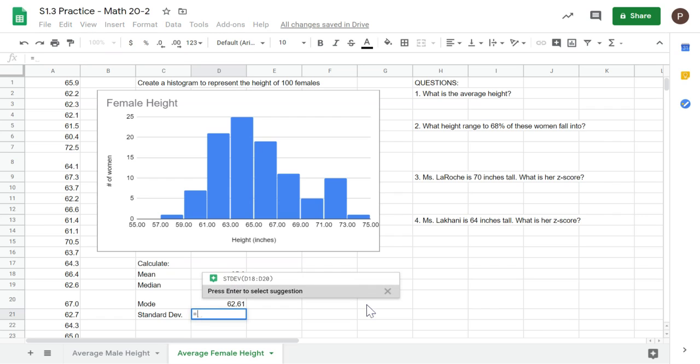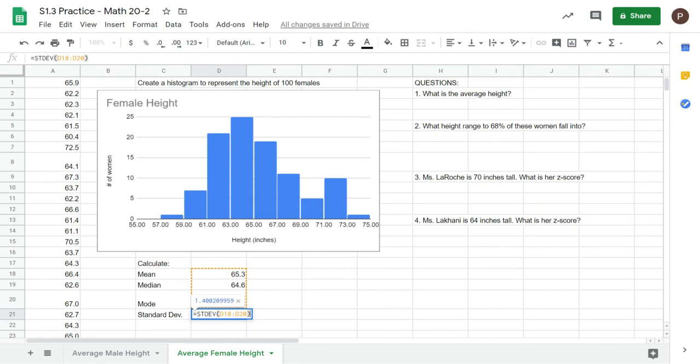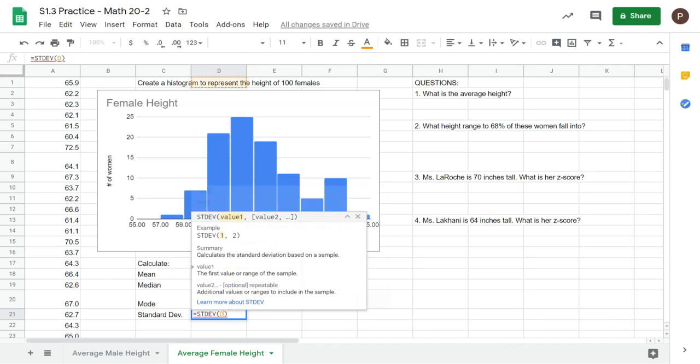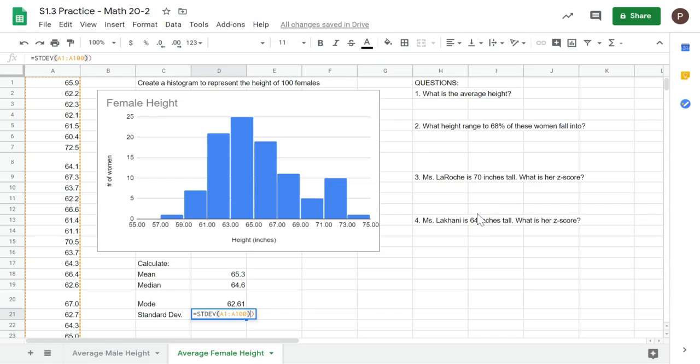Standard deviation. So again, how far do I have to go from that mean, right, from that 65.3? How far do I have to go in either direction? Too many parentheses. And it looks like I have to go about 3.5 inches in either direction from that 65.3 to find out where 68% of my data is.